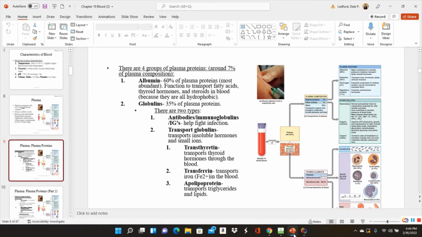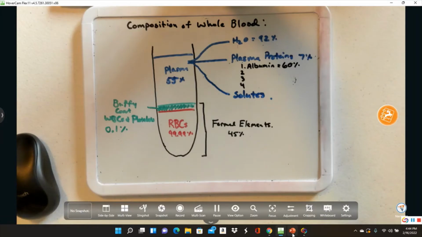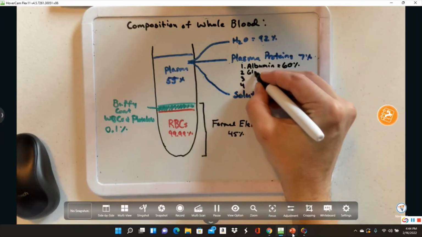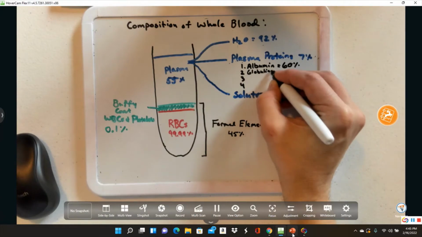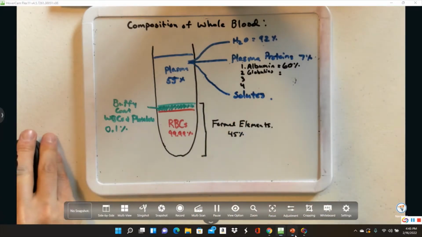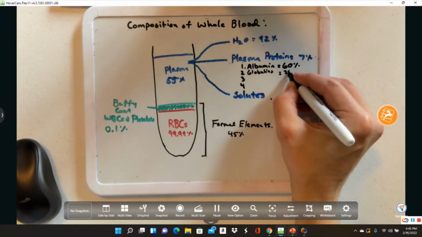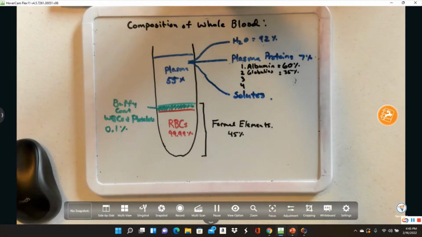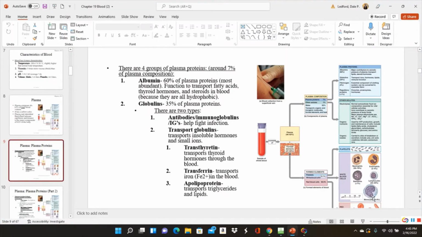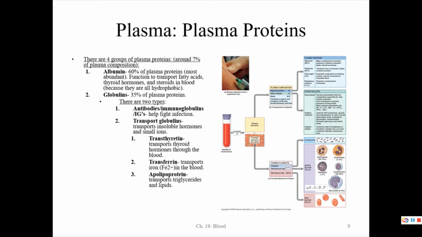Then we have our globulins. Now, our globulins is a big factor here. I will talk about globulins. The globulins, as we can see here, are about 35%. Now, we'll talk about the examples of globulins. Globulins come in a variety of different types. They're the antibodies, immunoglobulins, they're called IGs. They're transport globulins like transthyretin to transport some of the thyroid hormones, transferrin to transport iron, and apolipoproteins to transport triglycerides and other lipids.